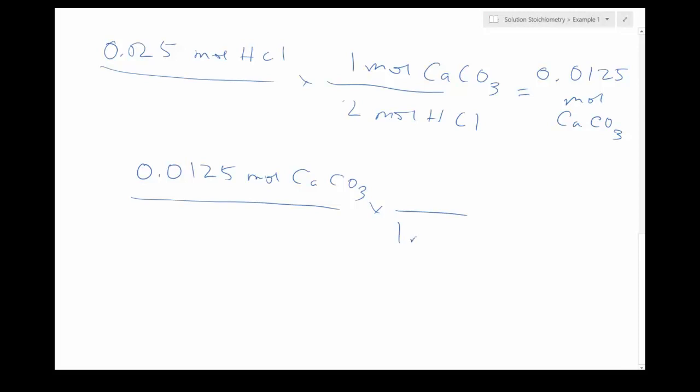And so we'll need to know the molar mass, and I worked that out ahead of time with 100.08 grams is equal to 1 mole. So when you work this out, you get 1.25 grams of calcium carbonate, and we've answered the question. You can see the units cancel out, we end up with grams, and that's the answer.